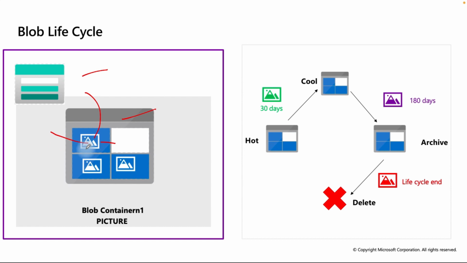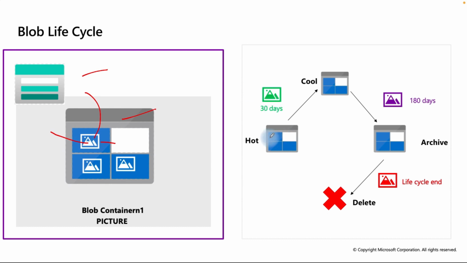So what happens when you upload an image to blob storage? It comes with the default hot tier. It's costly if the data is kept in the hot tier. So Azure provides you automation to manage your tiers, like moving from hot to cool and cool to archive. So how can we do this?